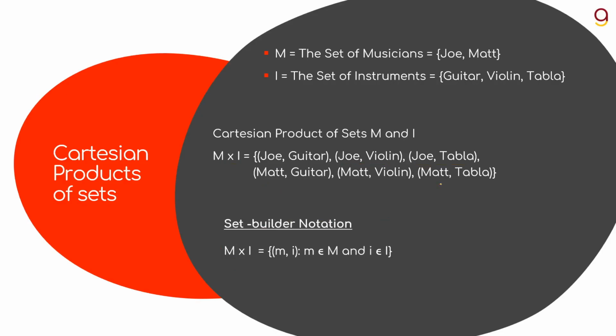Now let's write the Cartesian product of sets M and I using the set builder notation. We write it like this. M cross I is equal to curly bracket open, followed by (m, i) in parentheses, such that lowercase m belongs to set M and lowercase i belongs to set I, curly bracket close.